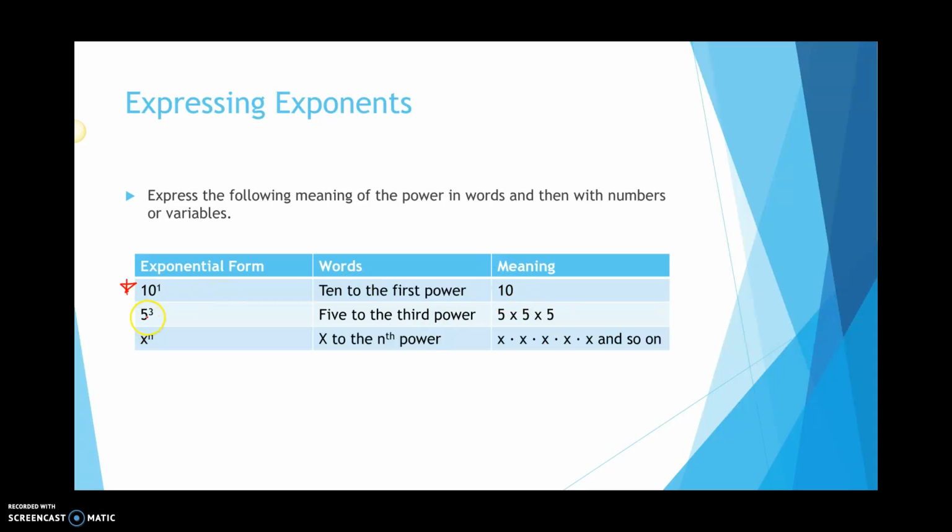Then we have here 5 to the 3rd. So 5 to the 3rd power is the word meaning. And what does that mean? You're multiplying 5 by itself 3 times because of my exponent 3. X to the nth power means we're multiplying x by itself on and on, and there's no ending because we have to the nth power.